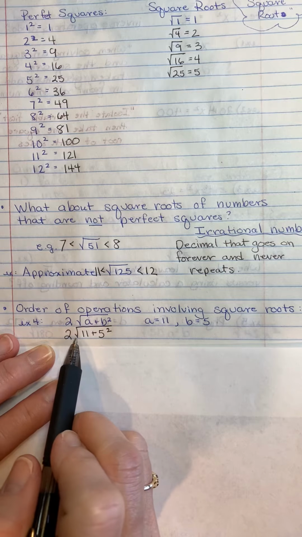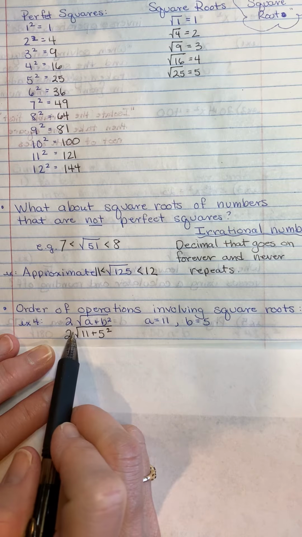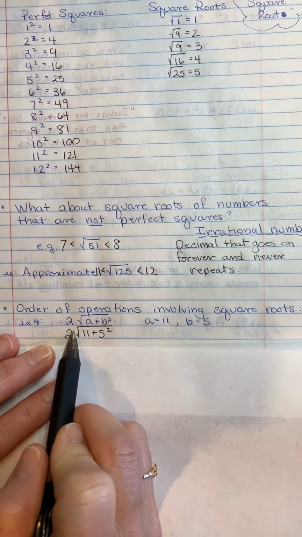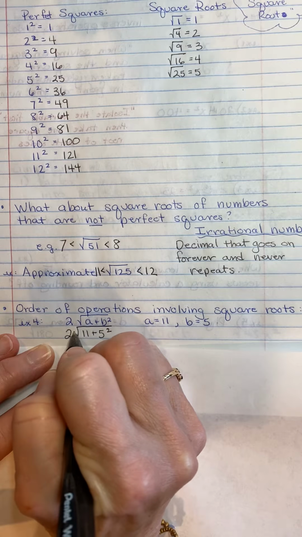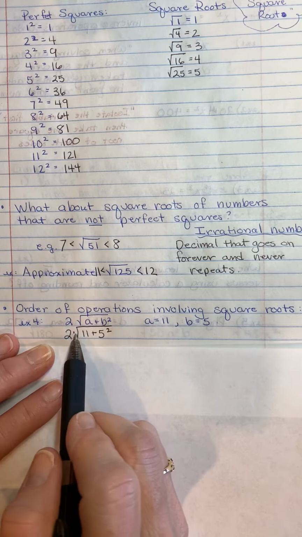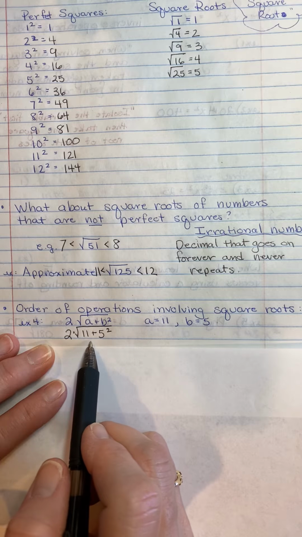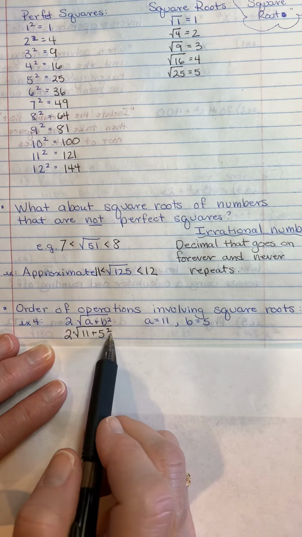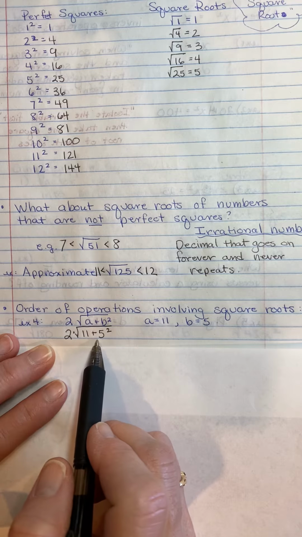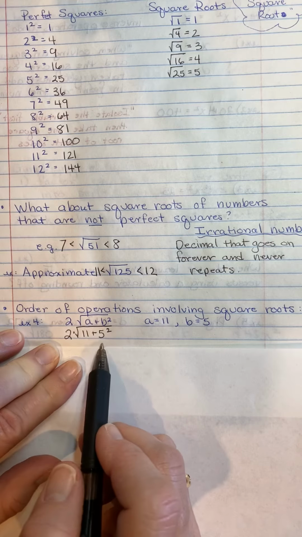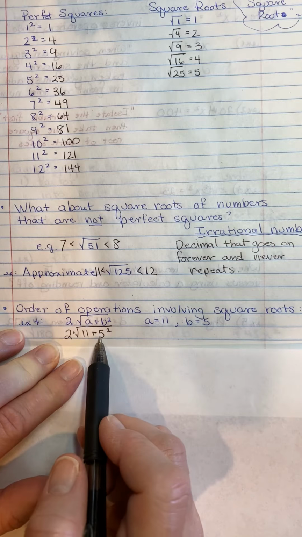The 2 right next to the radical means multiply. We just don't put the multiply there, but that's in fact what it means. The radical sign is a lot like parentheses. We have to figure out what the value is inside this radical first. So inside this radical, we would do this exponent.